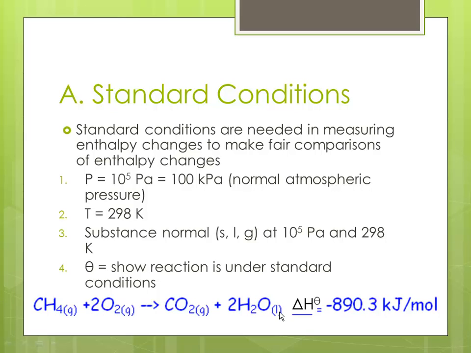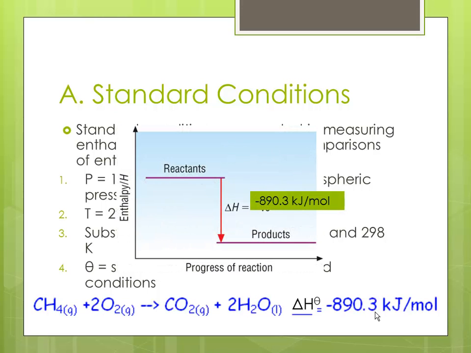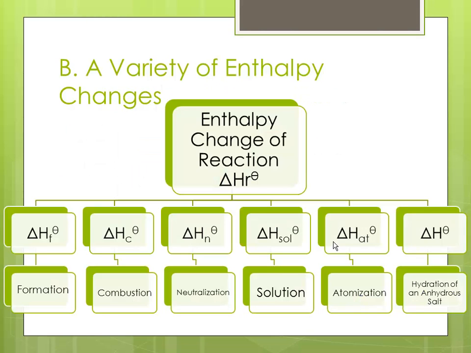So for example, combustion of methane produces carbon dioxide and water. The standard enthalpy is negative 890.3 kilojoules per mole, which would look like this. From the previous example we saw, reactants would be on top because it's an exothermic reaction. Reactants always on top, products finish on the bottom. The net is negative, and actually negative 890.3 kilojoules per mole.